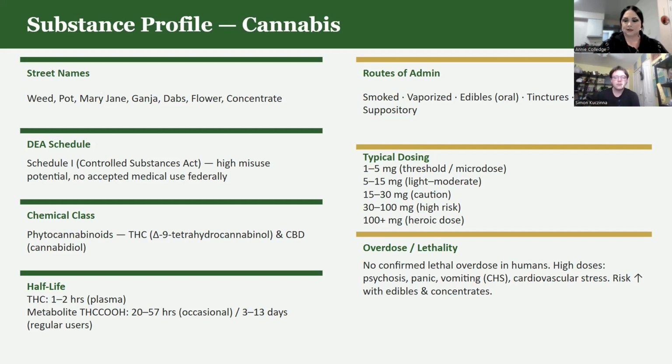Dosing ranges widely, from 1 to 5 milligrams as a threshold for microdosing up to 100-plus milligrams, which is called a heroic dose and carries serious risk, especially for inexperienced users. Importantly, the half-life of the metabolite THC-COOH ranges from 20 to 57 hours in occasional users, to 3 to 13 days in regular users, which is why cannabis shows up on drug screens so long after intoxication has passed.